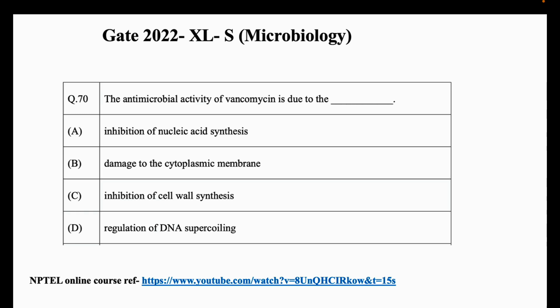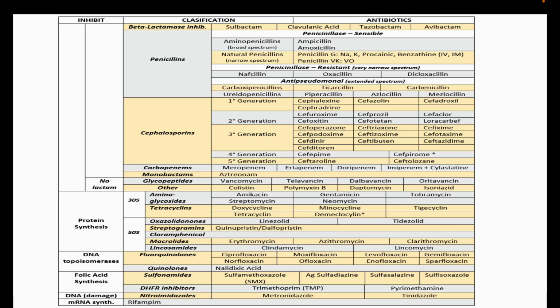This is the NPTEL online course reference for this question. We have solved a question related to this previously, and these are the different classes of antibiotics. The major targets of antibiotics are these different inhibitions. They can first inhibit cell wall synthesis, or they can disrupt the cell wall. Second, the mechanism of action is inhibition of protein synthesis.